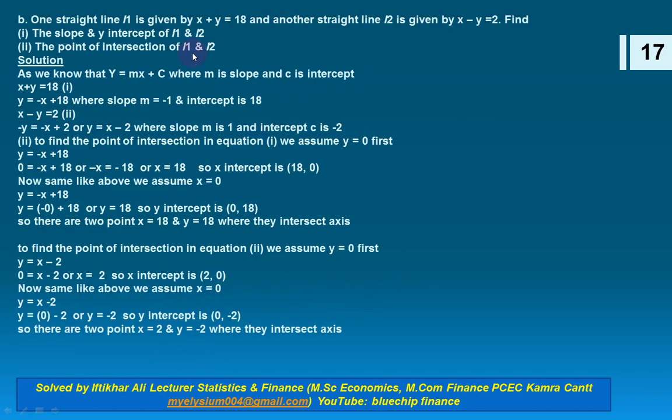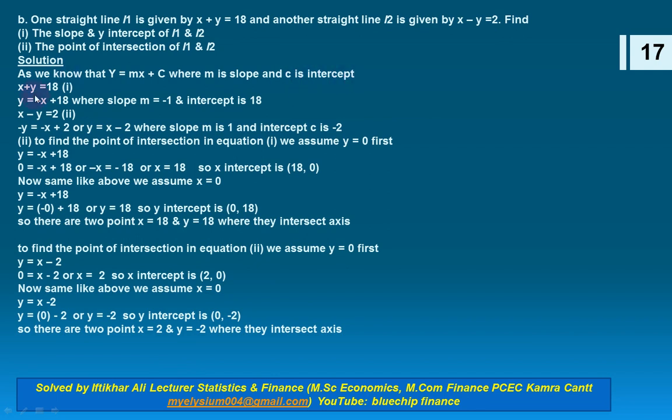B part is that one straight line l1 is given by x plus y equals 18, and another straight line l2 is given by x minus y equals 2. Find the slope and y-intercept of l1 and l2 and the point of intersection of l1 and l2. As we know, y equals mx plus c, where m is the slope and c is the intercept.